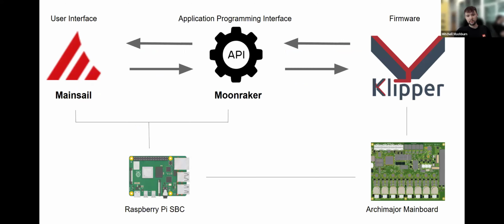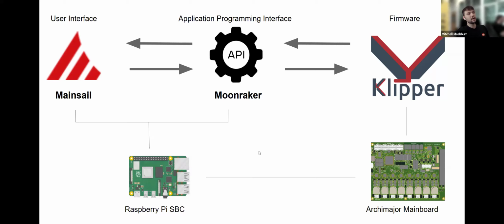So this is a very simplified diagram of the Klipper ecosystem. When we say Klipper, that is referring to the firmware, which is on our microcontroller, our main board. Mainsail is our user interface. So that's everything you see from the front end. And Moonraker is sort of the in between. It is the application programming interface. So essentially, Klipper communicates with Moonraker, and then Moonraker communicates with Mainsail, and vice versa.